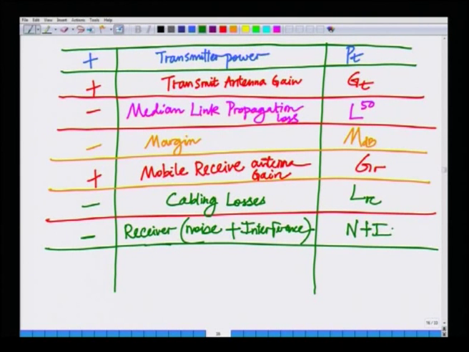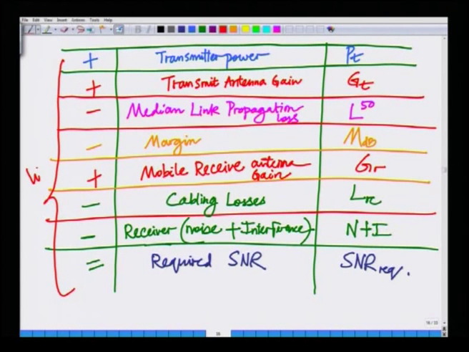This is N plus I, and that is equal to the required SNR, which is nothing but the SNR required. So, what we have here is the path loss plus the transmit antenna gain minus the link loss minus the margin plus receive antenna gain minus cabling losses minus noise and interference is equal to the required SNR. This is essentially nothing but a simplistic representation of the link budget, which is essentially the losses and gains of the different components in this transceiver chain.